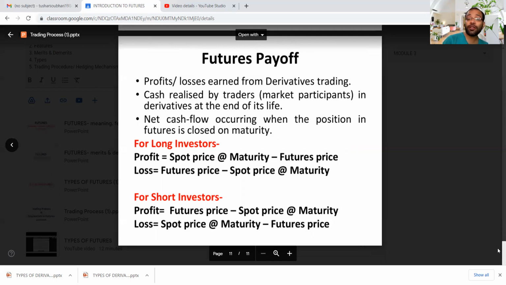In case of the loss for the long investors, that is, loss is equal to futures price minus spot price at maturity. It will be the profit in case of the short investor. That is, profit is equal to futures price minus spot price at maturity. So these are the important highlights for today.